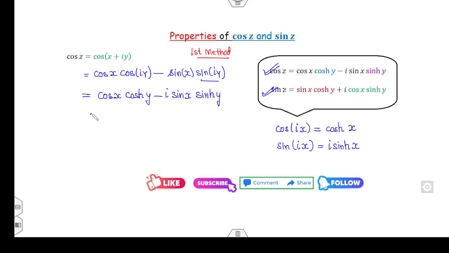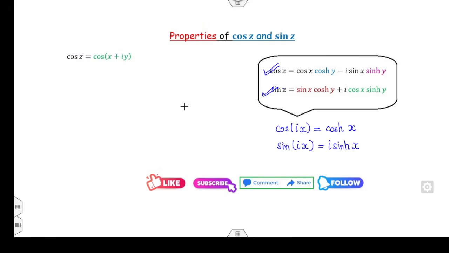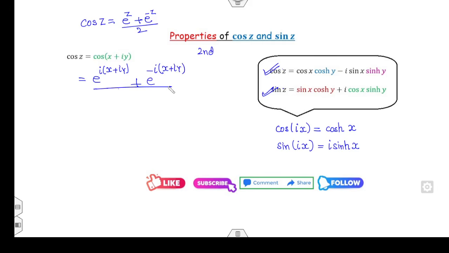This is the first method. The second method is, instead of applying this property, I can start with the definition. What is the definition of cos of z? It is e raised to power z plus e raised to power minus z divided by 2. So I can start with z becomes x plus iota y. Fine. I can write it clearly: e raised to power iota into (x plus iota y) plus e raised to power minus iota into z, divided by 2.